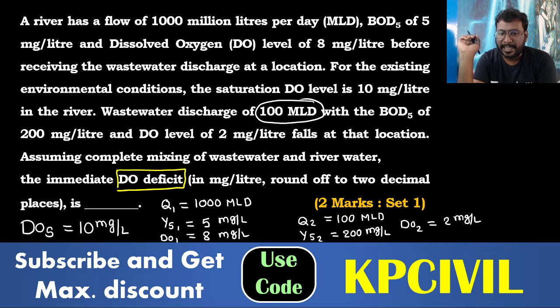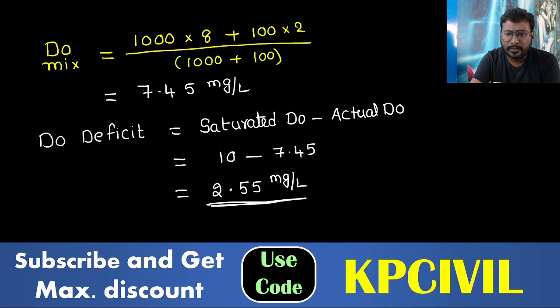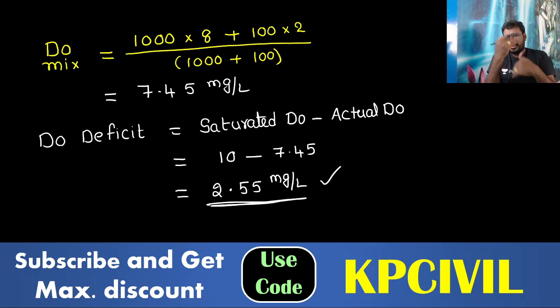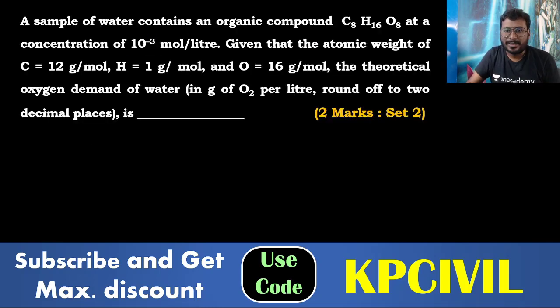So again, this is NAT type of question. NAT type of question, we are having 2.55 mg per liter as the answer. Okay, we'll go ahead. This is the answer. Simple, very simple. Just estimate DO mix and then calculate DO deficit, subtracting from saturated DO.